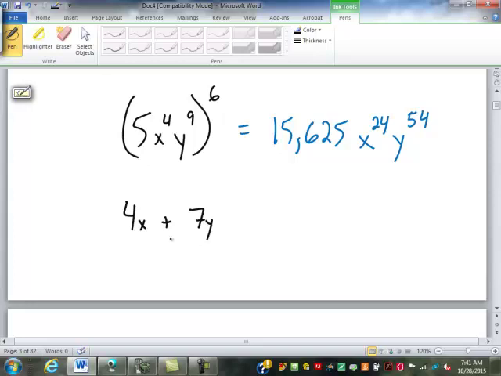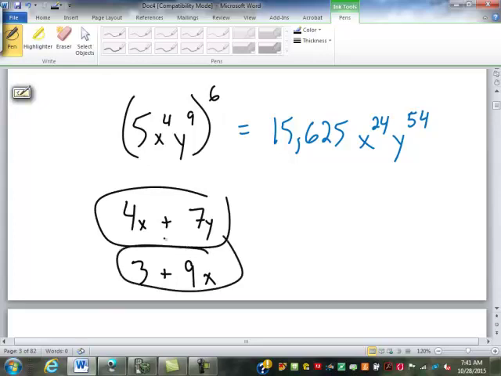What do we do with this one? Correct answer is nothing. How about this one? Correct answer is, again, nothing. The answer is 3 plus 9x. The first one, the answer is 4x plus 7y. Nothing you can do with it. Or 7y plus 4x, yes.